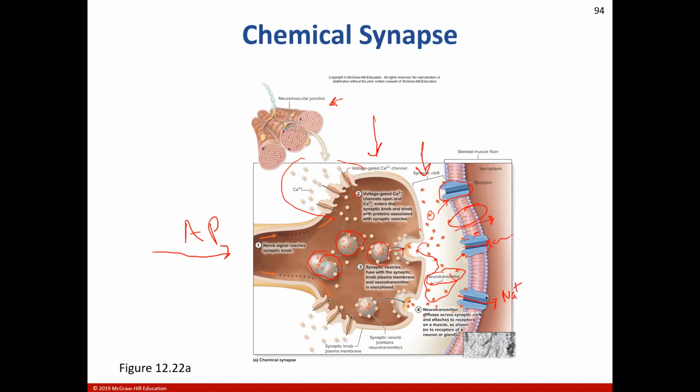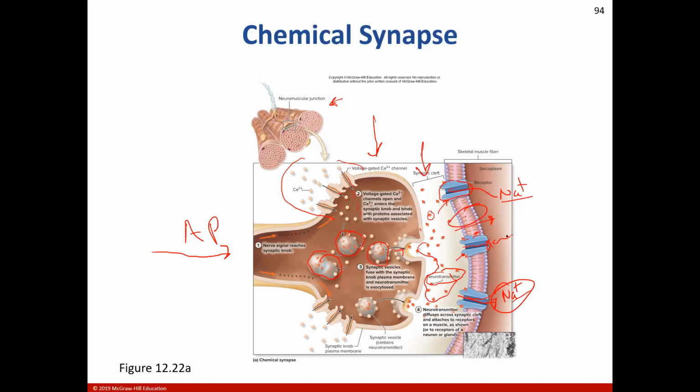And you can get potassium to go out as well through the same channel, but we're depolarizing now. So that means sodium in. And this is the neuromuscular junction. So you know all about this. You know what's going to happen next. You're going to get a muscle action potential.